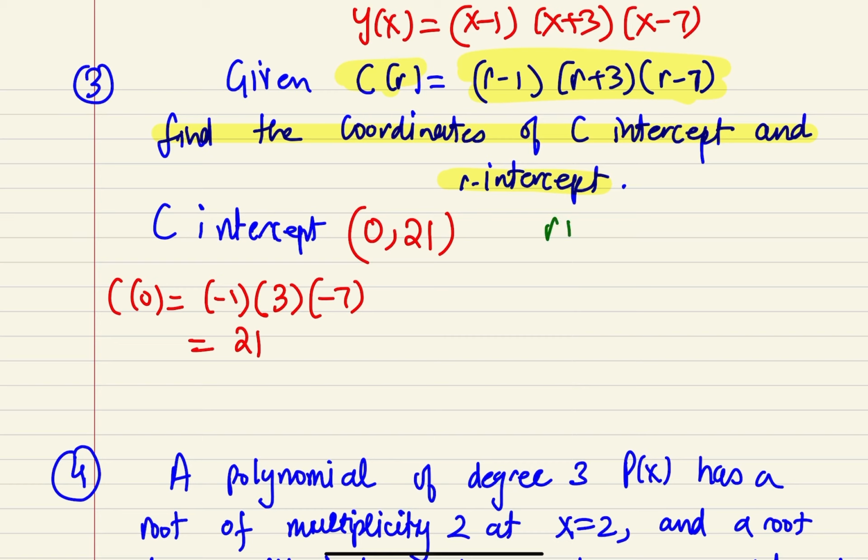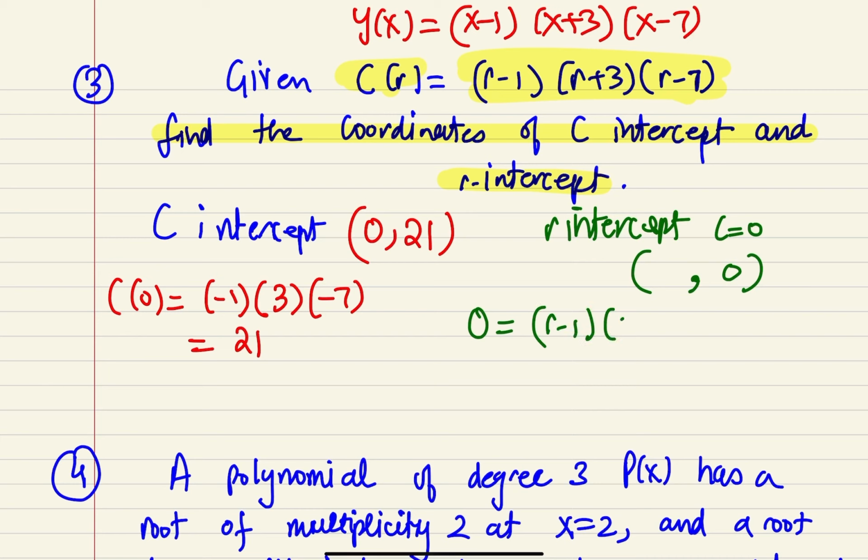We also wanted to find the r-intercept. To find the r-intercept, we will replace the c by 0. It is going to be something comma 0. The y portion for the r-intercept is going to be 0. So let's go ahead and replace c by 0. 0 equals r minus 1 times r plus 3 times r minus 7.